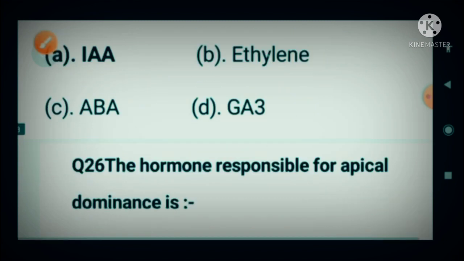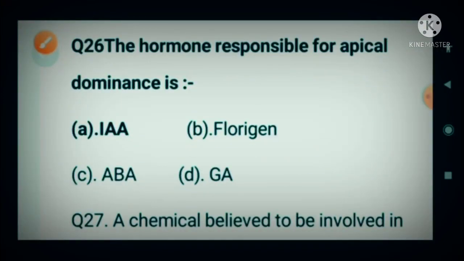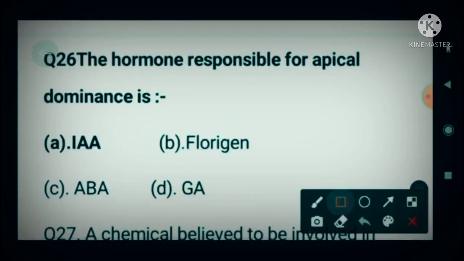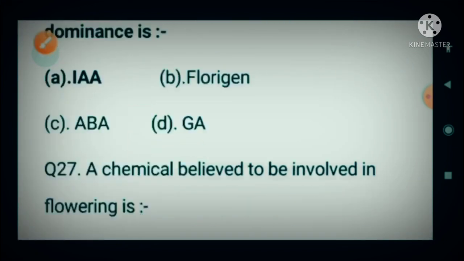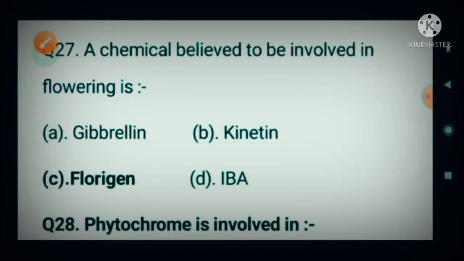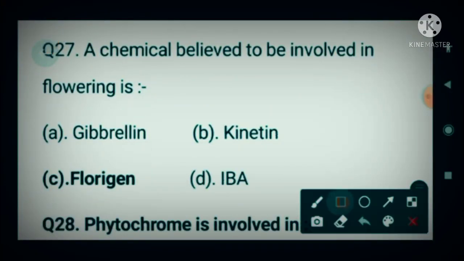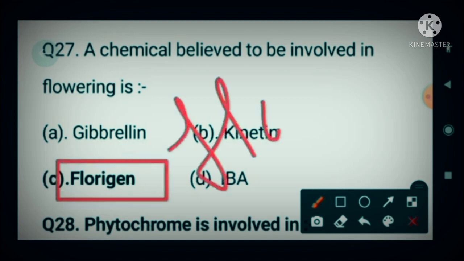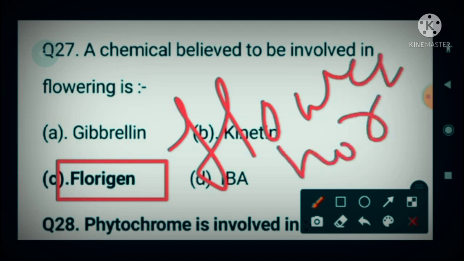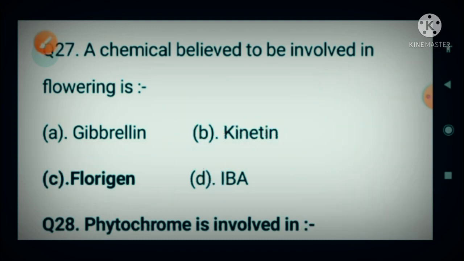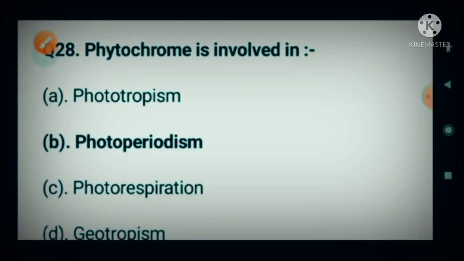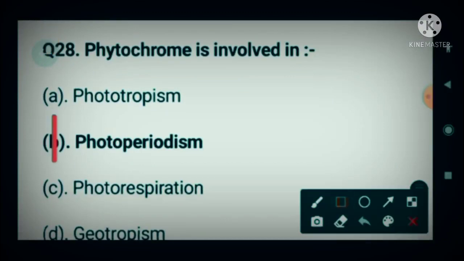Next question is: the hormone responsible for apical dominance is, we know that the hormone responsible for apical dominance is indole acetic acid, that is auxin, right? Next question is: a chemical believed to be involved in flowering is, the right option is option C, which we also call the flower hormone. Next question is: phytochrome is involved in, the right option is option B, that is photoperiodism.